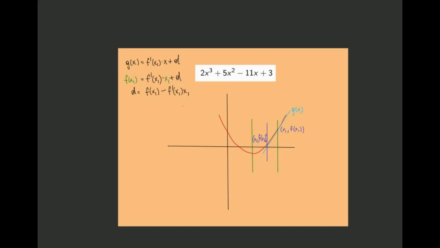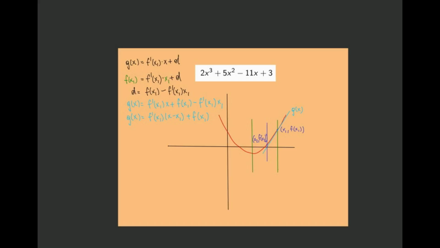So here I'm doing the calculations, and there we go. There's our equation, or our linear equation, or linear function, g of x. Now I'm simplifying it a bit.